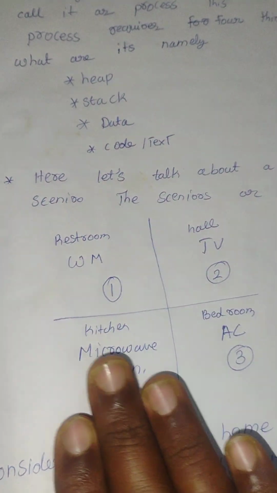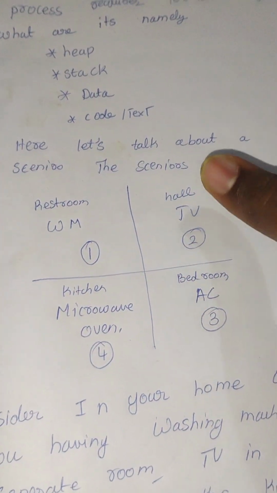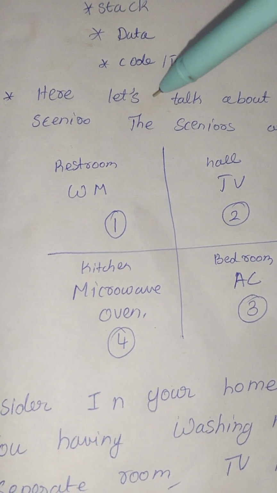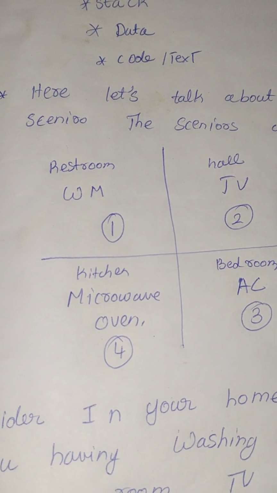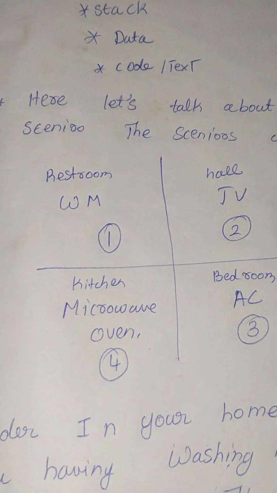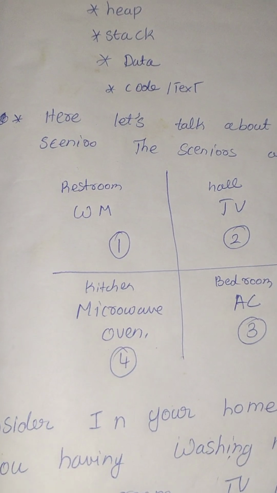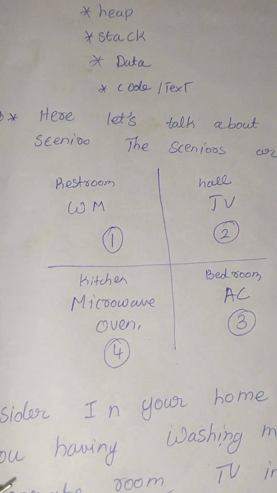Just consider we combine all these devices as a single device. What will happen if any of these devices needs repair? The whole device we need to check. We need to check the TV, the AC, the microwave oven. So it's very difficult. If they are separate, it's very easy. Functions also work like this.